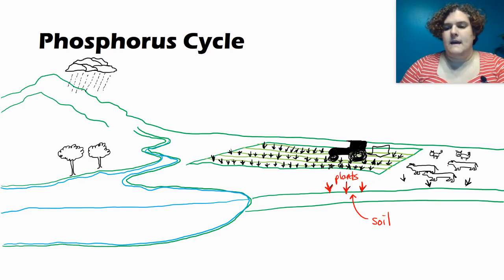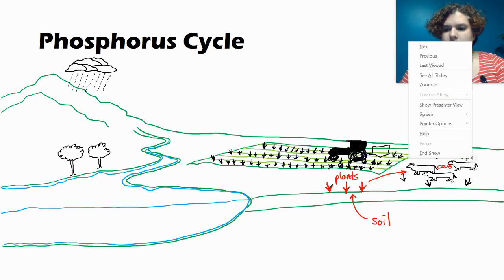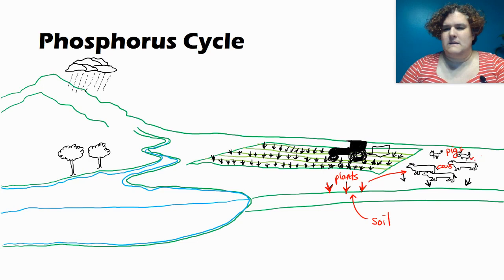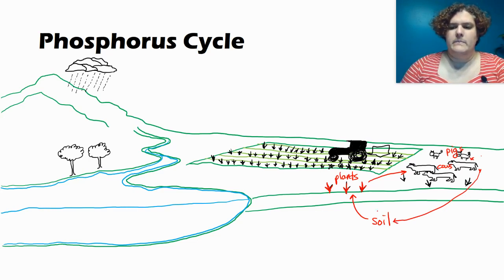Other living things like cows, pigs, they get their phosphates from eating plants. And then when that pig or that cow defecates, those phosphates end up back in the soil. Or when something dies, we'll have a dead plant here. That dead plant is going to decay and put its phosphates back in the soil.